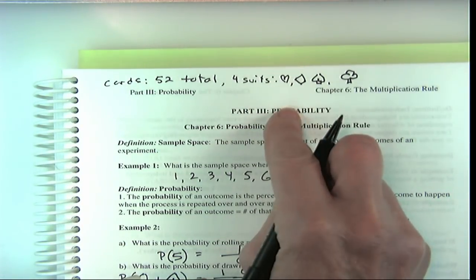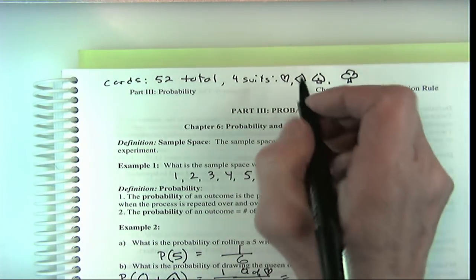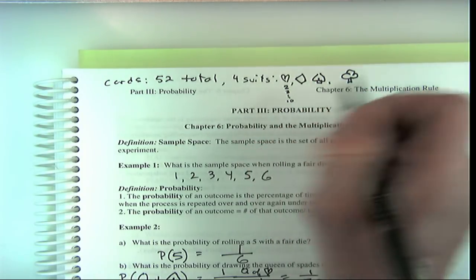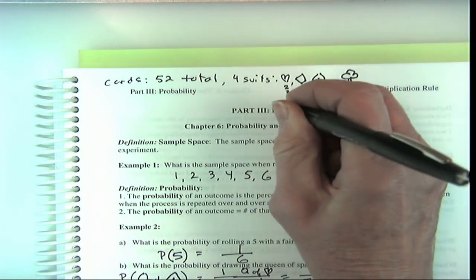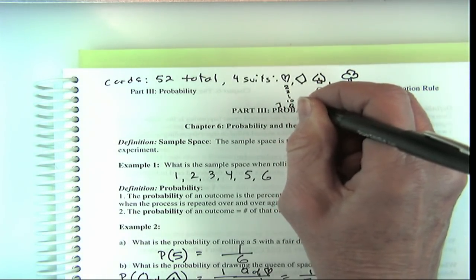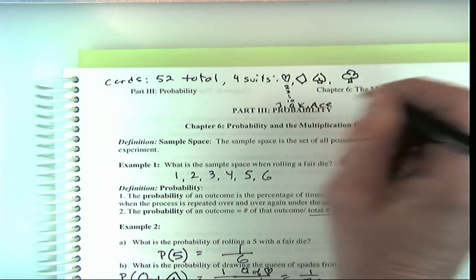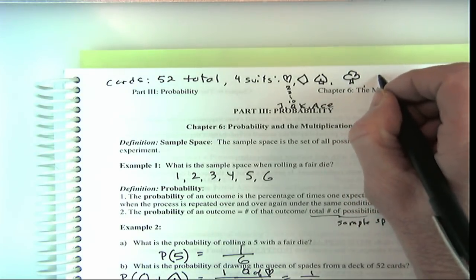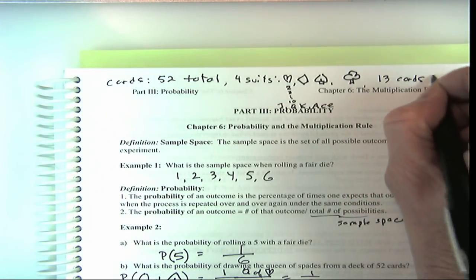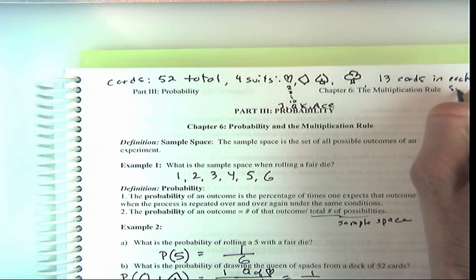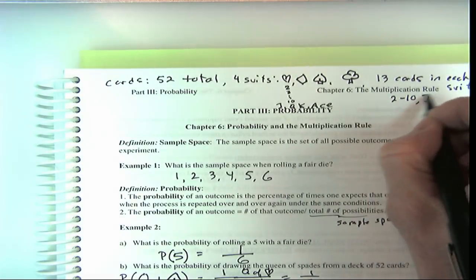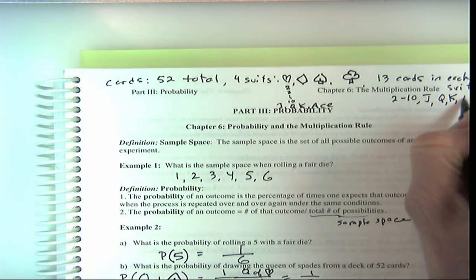And in each one of these suits, there's 13 cards. So there's a 2, 3, through 10, and then there's a jack, a queen, a king, and an ace. So there's 13 cards in each suit. Two through 10, and then jack, queen, king, and ace. All right, so that's the idea.